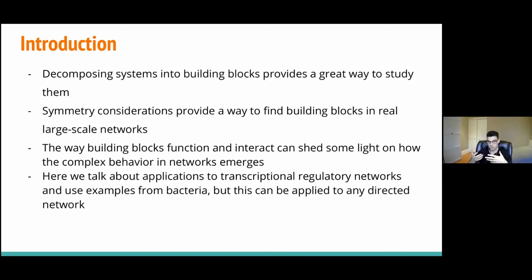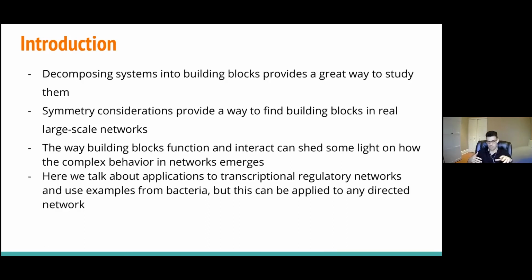There have been few approaches to this so far. There is modularity. Another very popular approach is network motifs. But so far, there was no approach that is based really on function, on what biologically this building block does. So here we offer an approach that is based on symmetry considerations, and using that we apply it to real large-scale networks, which hasn't been done before. We find some building blocks, and we classify them.